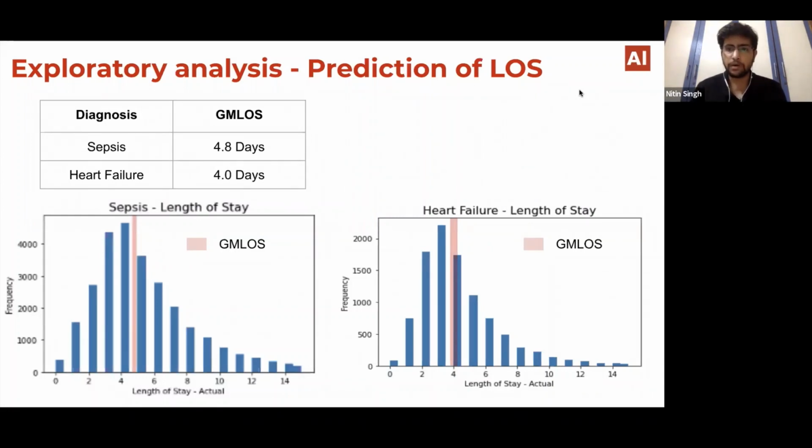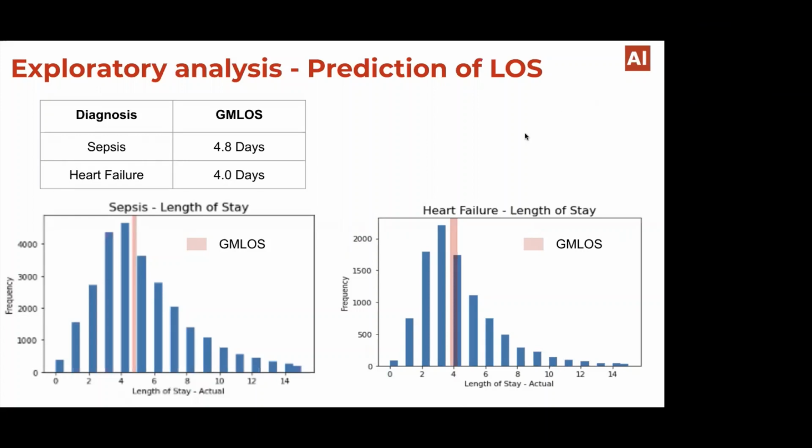I hope I'm clear on what I've just spoken about, the prediction of length of stay. So Nitin, hello. One more doubt: here we are considering the geometric mean, so it's not a symmetrical curve at all. I think median would be a better choice instead of mean.